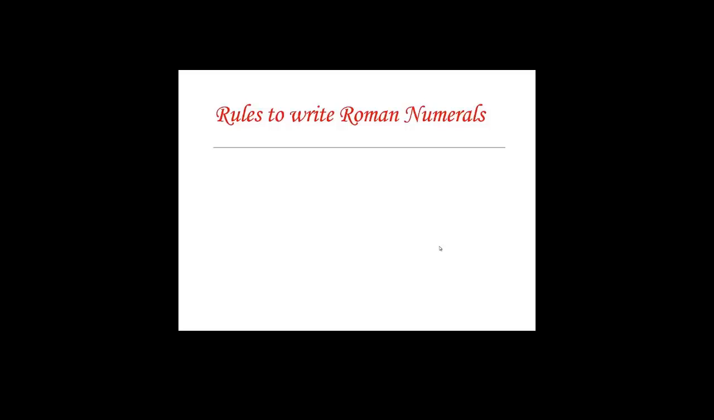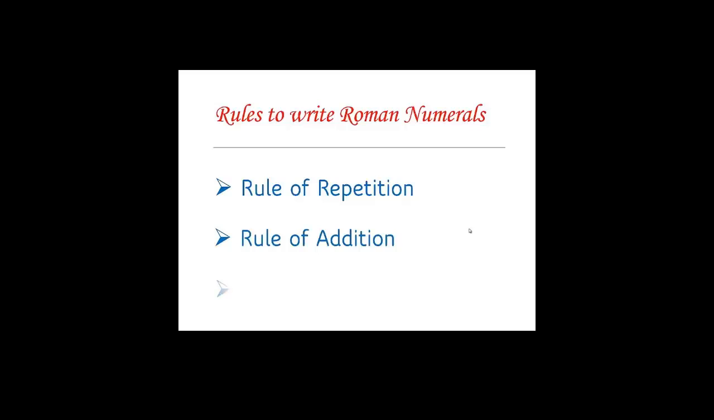To write Roman numerals, we have to follow certain rules. Let's see the rules one by one. Rule number 1, rule of repetition. Rule number 2, rule of addition. And rule number 3, rule of subtraction. Let's see each rule in detail.